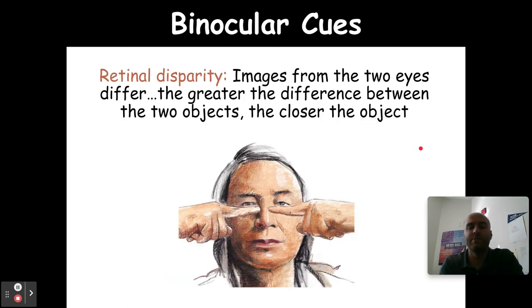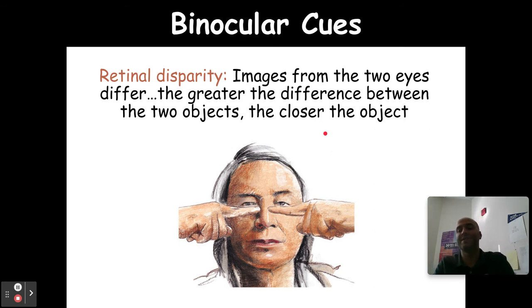Our second binocular cue is retinal disparity. Images from the two eyes differ. Okay? Each eye takes in its own image, right? It's essentially its own camera. The greater the difference between the two images, the closer the object.